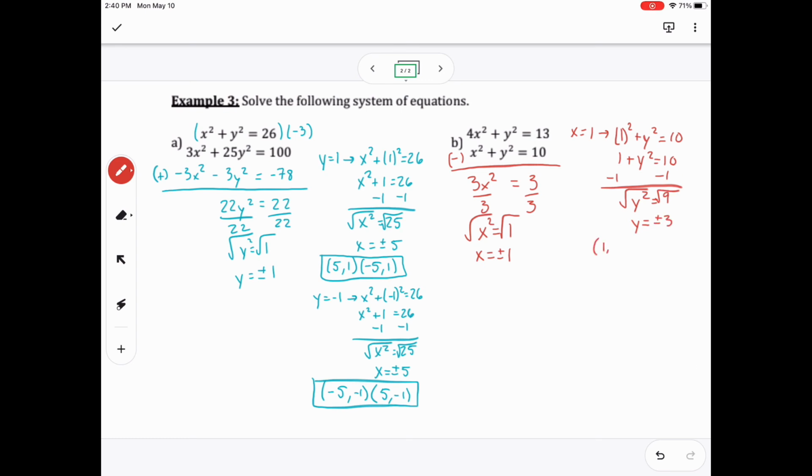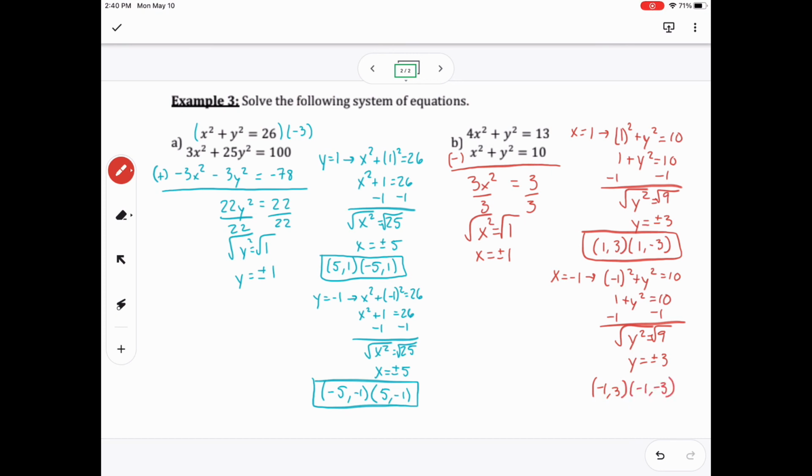So I'm able to get 1 comma 3 and 1 comma -3. Then when I plug in -1, I will actually get the same value. So this doesn't always happen. It's mainly because both of these setups are centered around the origin, but if they're moved around or have different centers, then you'll get different values, so they won't be copycats like this.